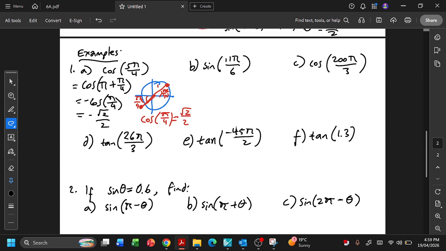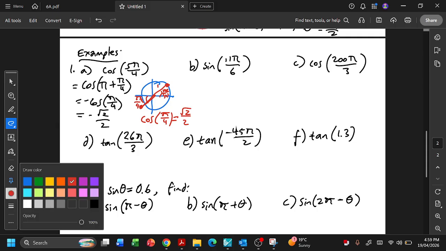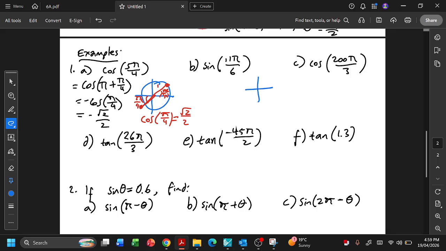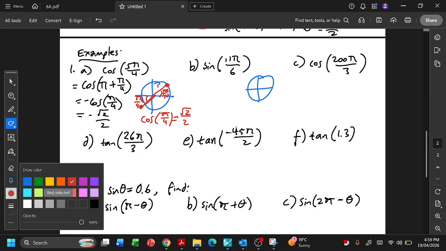Okay, let's move on and consider the second one. So here we have sine, so we're dealing with the y-coordinate of a point on the unit circle. So again, let's just draw the unit circle. Every time you're going to be doing the same thing. Let's consider where is this point firstly.